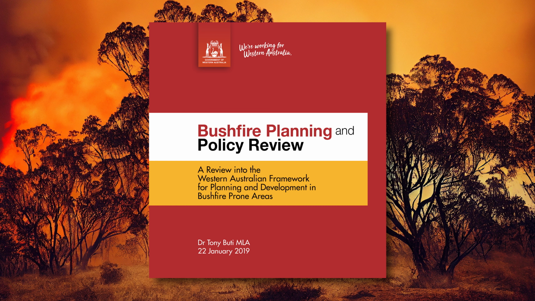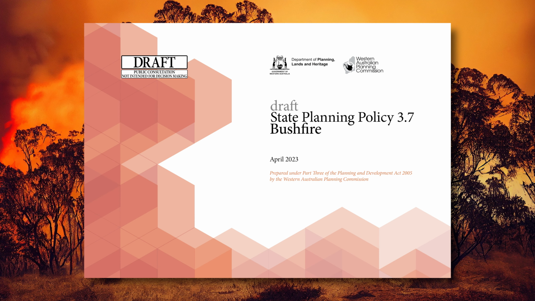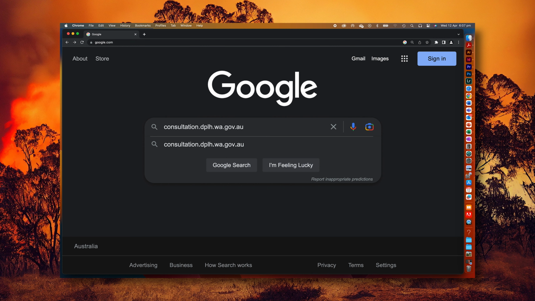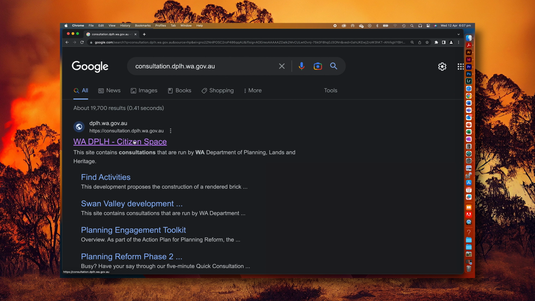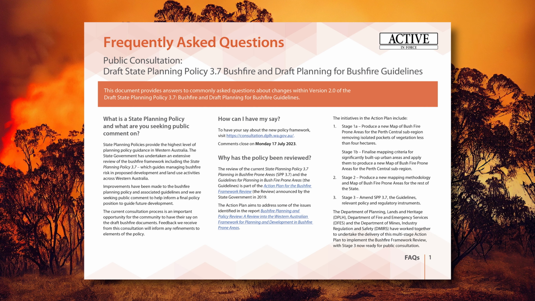Significant changes have been made to SPP 3.7 and the guidelines, reflecting changes in the draft map of bushfire-prone areas that allow for a more pragmatic policy response by planning decision makers. We encourage you to read the draft SPP 3.7 and the guidelines and provide your feedback to the Department of Planning, Lands and Heritage. The main changes to SPP 3.7 and the guidelines are outlined in this video. Overall, they provide a stronger emphasis on considering bushfires early in the planning stages. A set of frequently asked questions has been prepared and is available on the DPLH website.